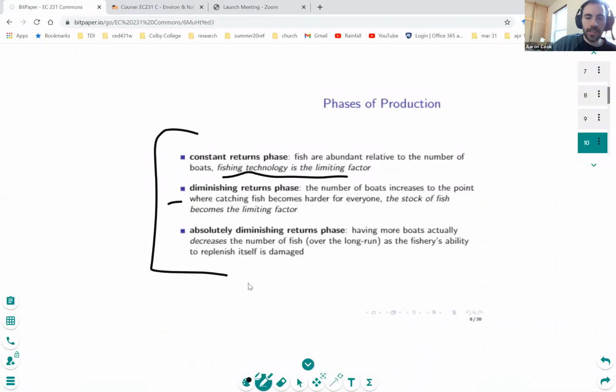And then, as we saw way out on the right, you get to the point where you're starting to reduce the capacity of the fishery to replenish itself, and potentially having some long run consequences on the fishery. So those are the three phases that were illustrated on the previous diagram. That previous diagram was total fish catch in tons or hundreds of tons.